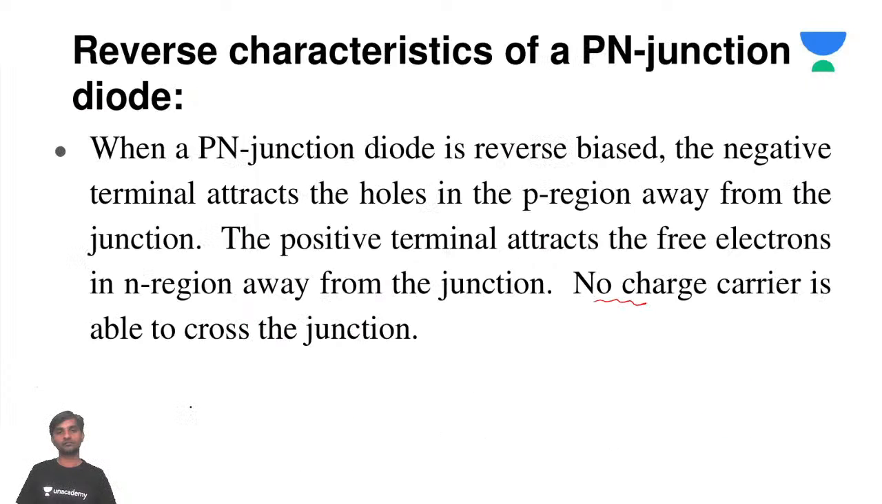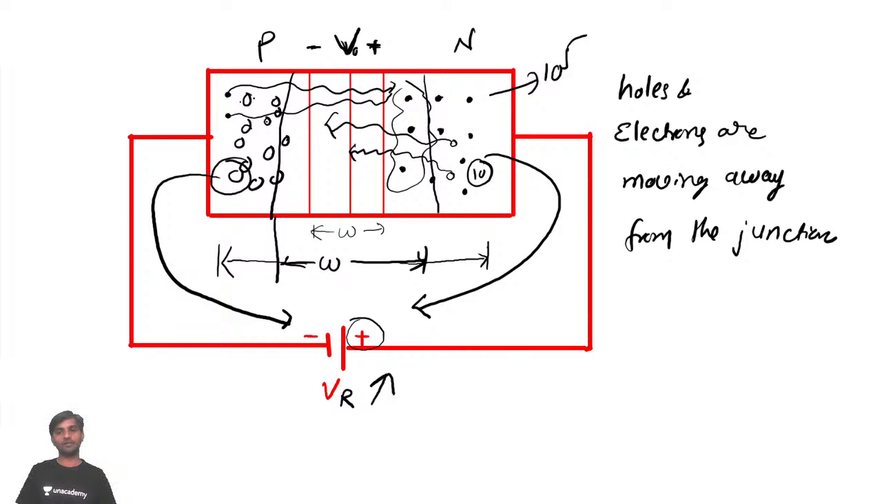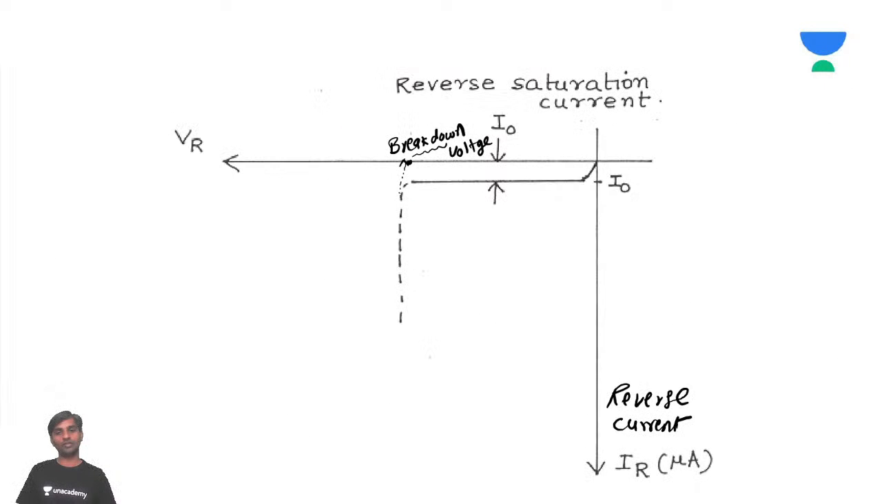Is it clear? Reverse characteristics of a PN junction diode I need not explain again and again. It is very simple. When the diode is reverse biased, I0 represents the minority charge carrier current. We also call it the reverse saturation current, which will be in microamperes.